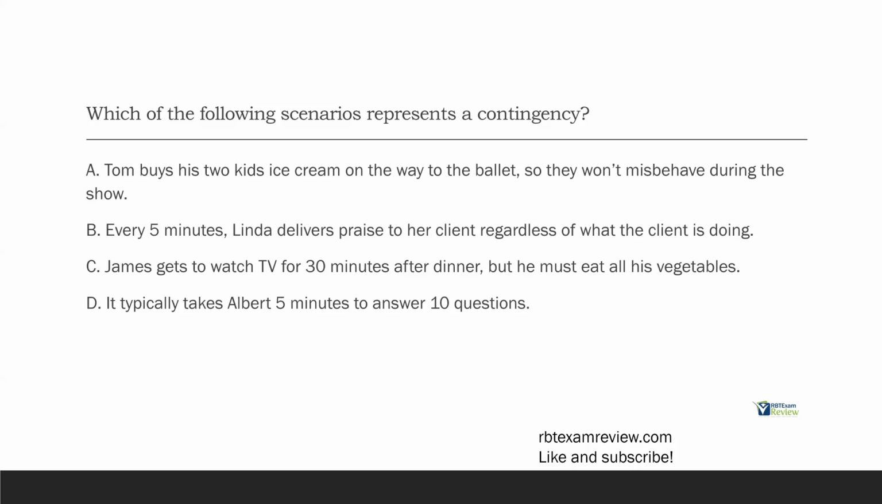Let's look at A. Tom buys his 2 kids ice cream on the way to the ballet so they won't misbehave during the show. What's wrong with A? Why is A not a contingency? A contingency, again, is an if-then. Tom says, I'm going to buy you ice cream. Now you must misbehave. Tom has reversed the contingency, so the then is coming before the if. In this case, it's a bribe. We don't bribe in ABA, we establish contingencies. The ice cream should come after the kids behaving, but instead the ice cream comes before, and now the kids are just expected to behave, but they've already earned the consequence. A is a bribe, it is not a contingency.